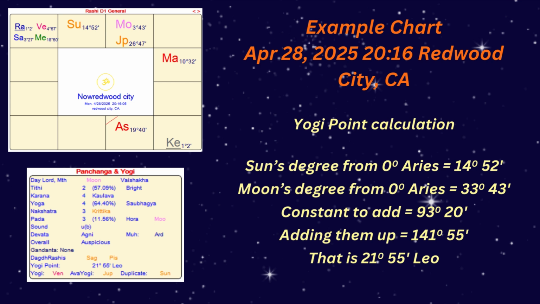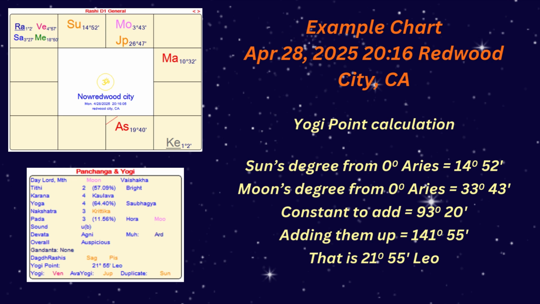Now we add all three components together. The Sun's longitude at 14 degrees 52 minutes, the Moon's longitude at 33 degrees and 43 minutes, and the constant at 93 degrees 20 minutes. Adding them gives us a total of 141 degrees and 55 minutes. This is the Yogi point measured from 0 degrees Aries.